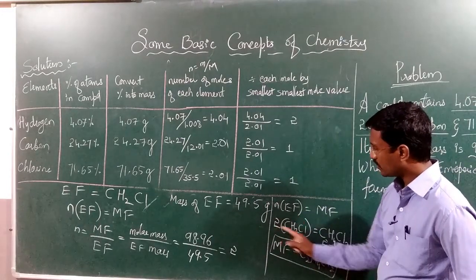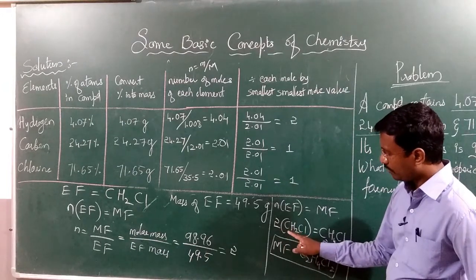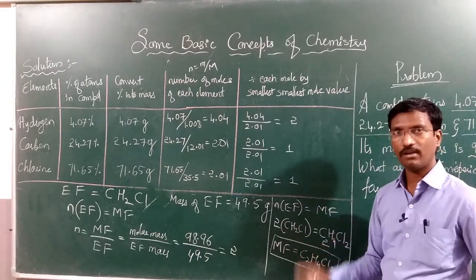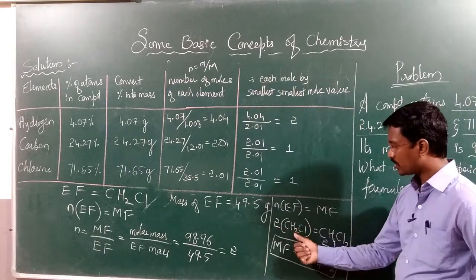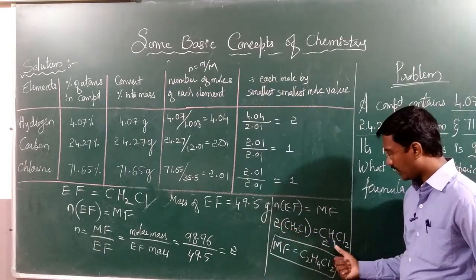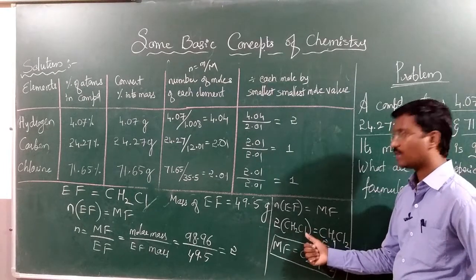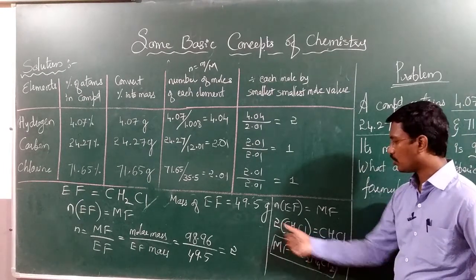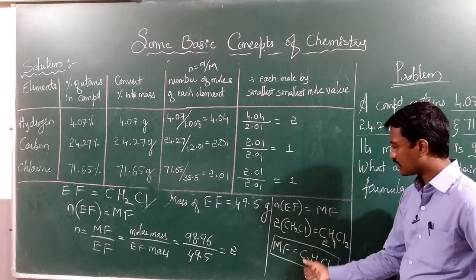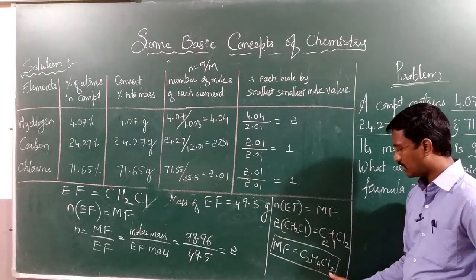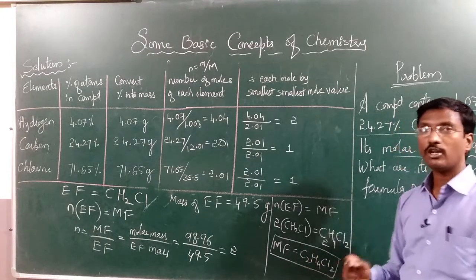So N is 2, just do the multiplication. Below the C, if nothing is there, it means 1. So 2 ones are 2, I have written 2. Below the hydrogen, 2 is there. 2 twos are 4. Below Cl, nothing is there, it means 1 remains. So 1 two is 2. Therefore, the molecular formula is C2H4Cl2. This is called the molecular formula.